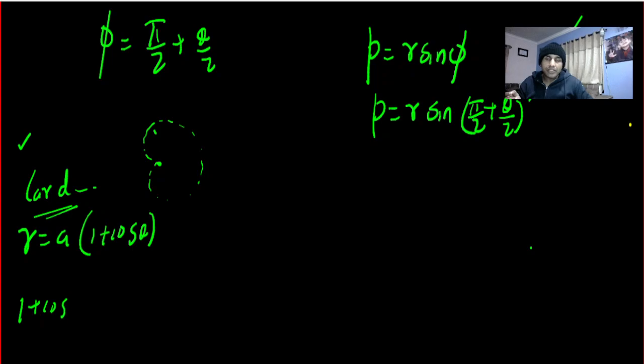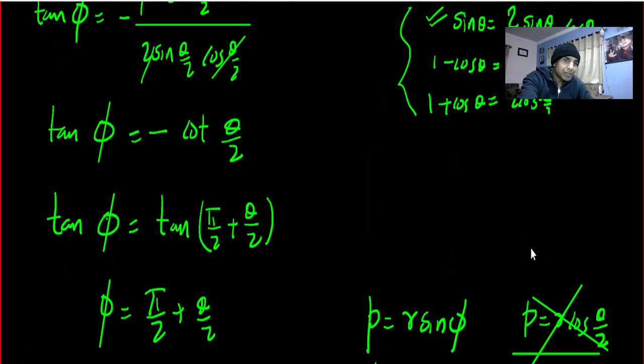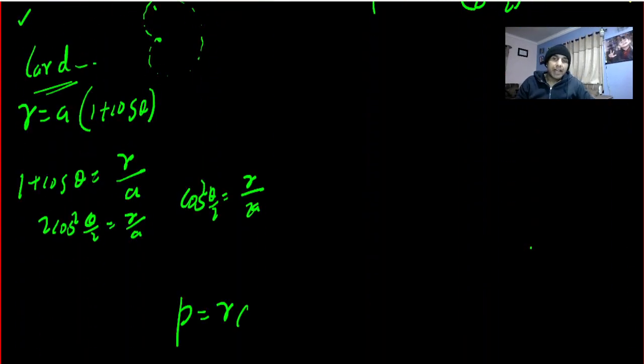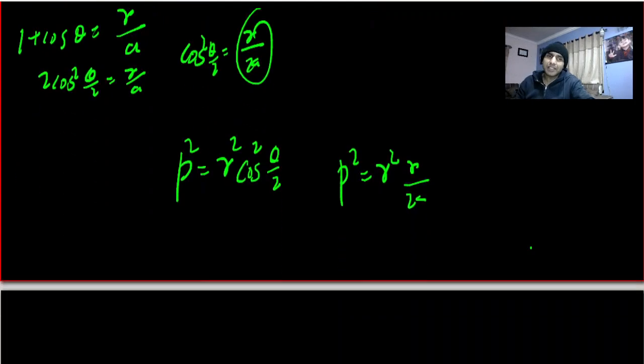So 1 plus cos theta is equal to R by A. So 2 cos square theta by 2 is equal to R by A. That gives me cos square theta by 2 equal to R by 2A. I don't like square roots. So what I'm going to do is, I already got the answer, P is equal to R cos theta by 2. I'm going to square it so that I can use this directly. So we get P square equal to R square times R by 2A. Simplify that.